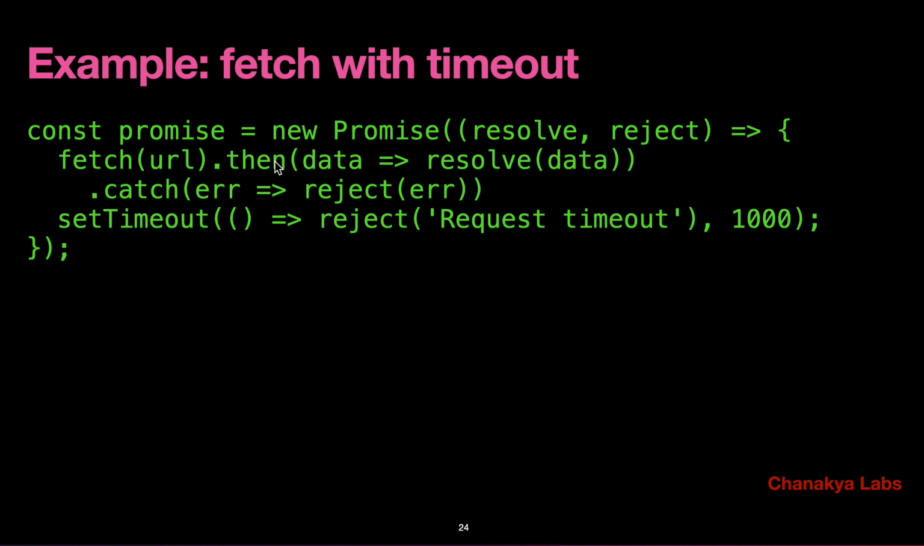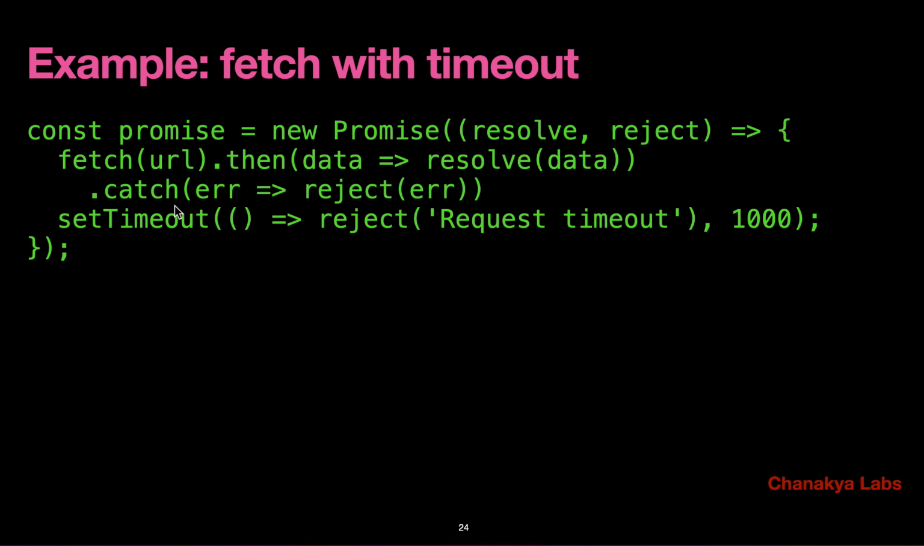So what we can do is that we fetch the URL, okay, and then if we get data, then we resolve the data. If we get error, then we reject the error. So this is simple, right? This is a simple wrapper. Whatever fetch is doing, exactly you are doing that. But apart from that, you can have a timeout that if till 1 second you did not get any response, then you do reject.